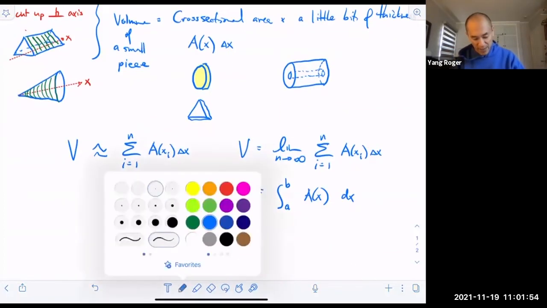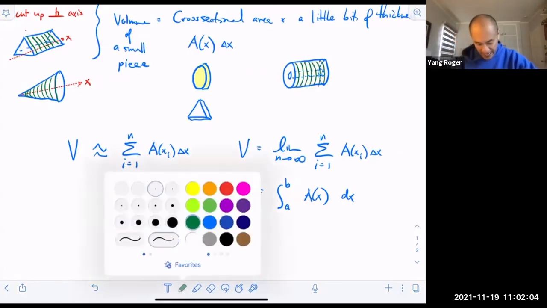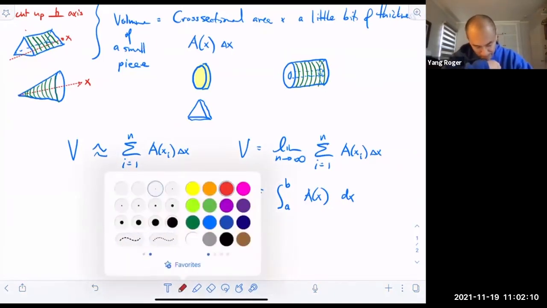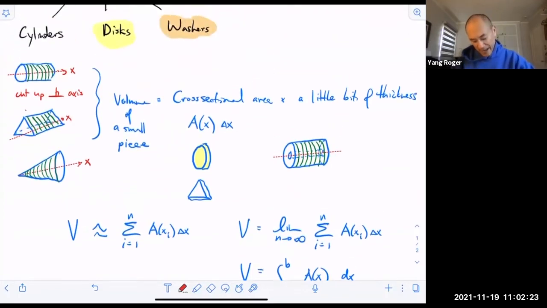So we're still going to do the same thing. We're still going to chop up perpendicular like this. And we're still going to have that axis going through like that. But this time, when you chop it up, instead of having a circular disc, you're going to have something that looks like a washer.